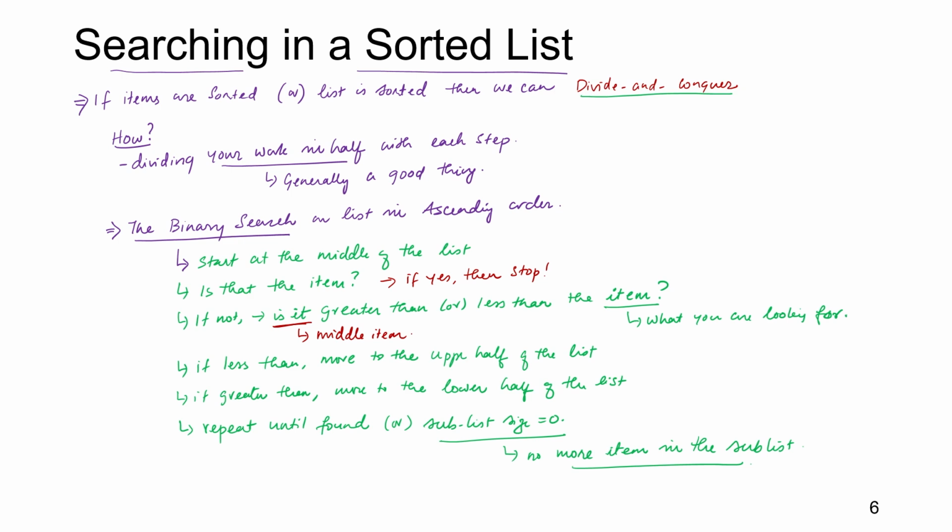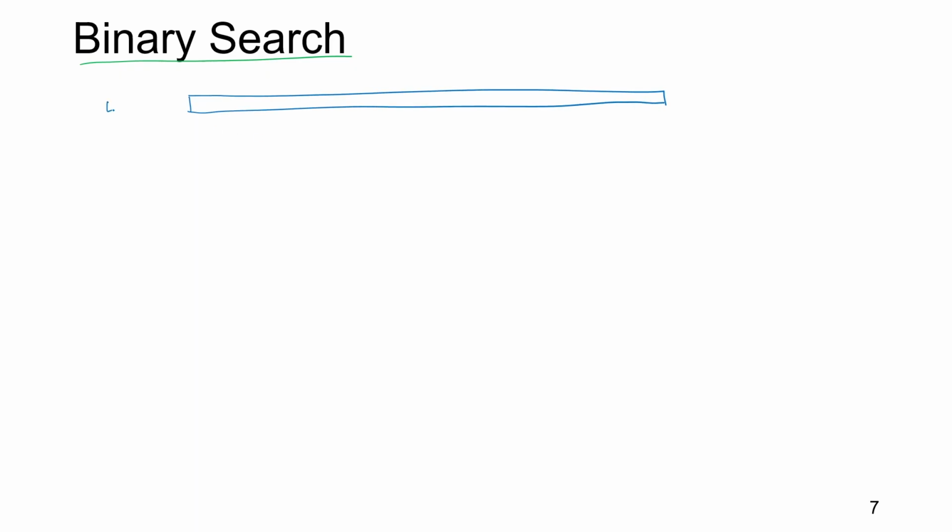Okay. If I want to do this in a graphical way, or demonstrate it to you, let us assume that this is your list. This is the low item, and this is the high item. This list is sorted in ascending order.